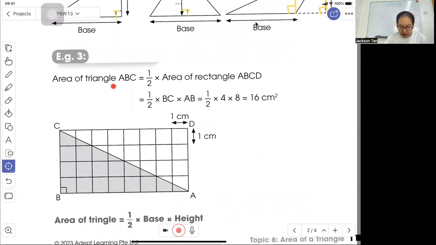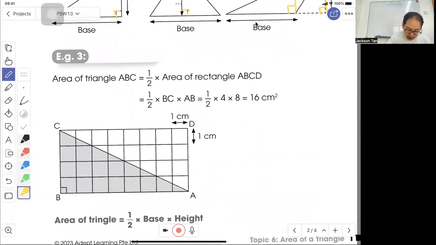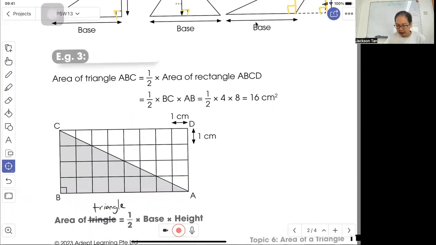Area of a triangle ABC is actually half of the area of the rectangle. So half of AB times BC is half times 4 times 8. 1, 2, 3, 4, 1, 2, 3, 4, 5, 6, 7, 8. That's how we get the formula. Area of a triangle is half times the base times the height.